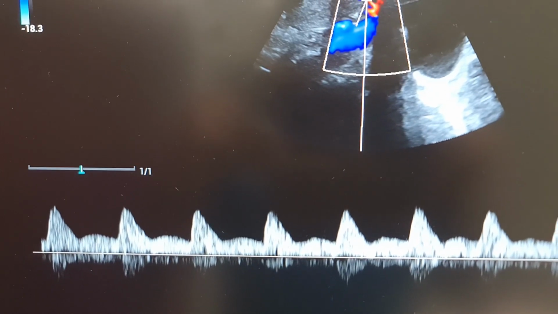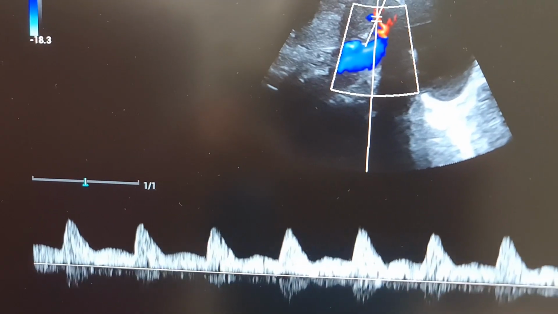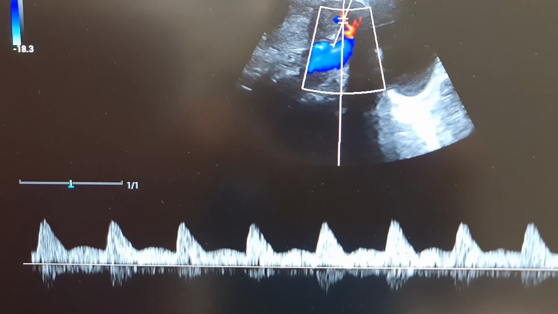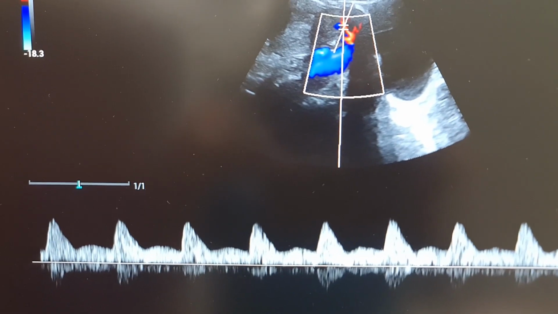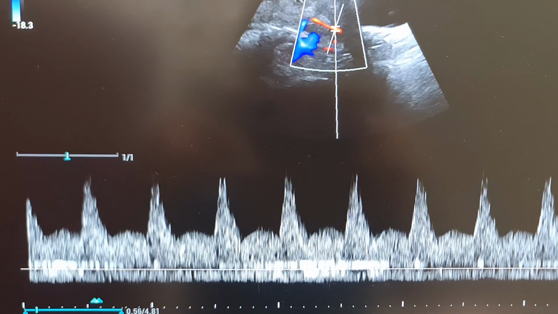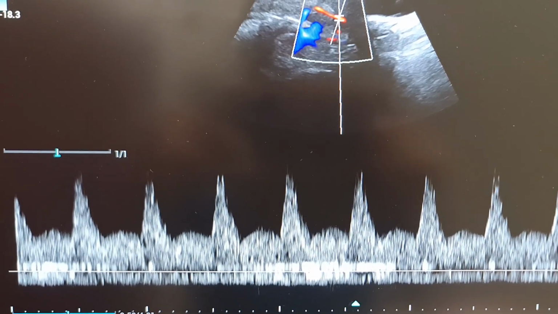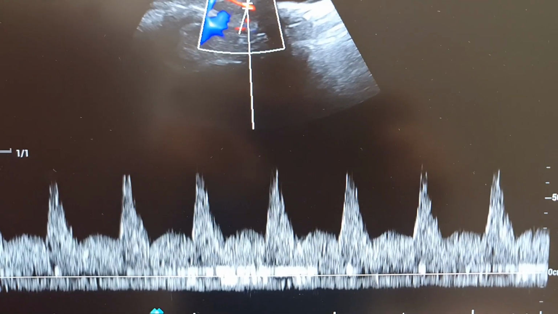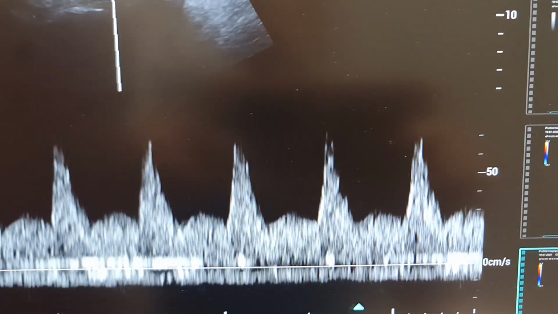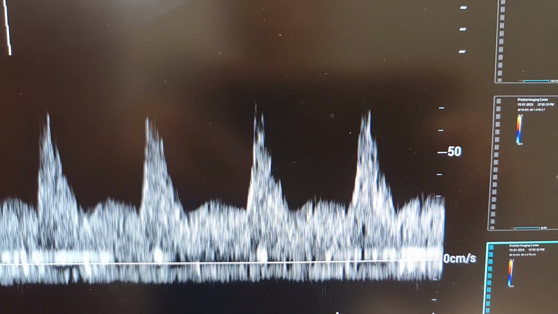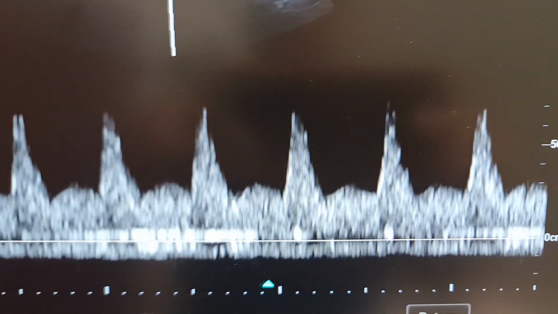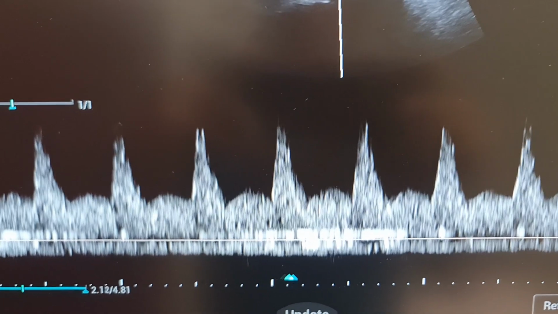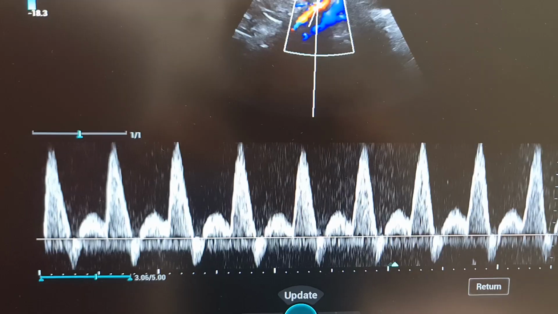So we'll have to move away from this site and go to a site where the peak systolic velocity will reach 60 centimeters per second. So once you have moved away from this point, now you can see the peak systolic velocity which is crossing 60 centimeters per second, and this is an appropriate or correct area to calculate uterine artery values.